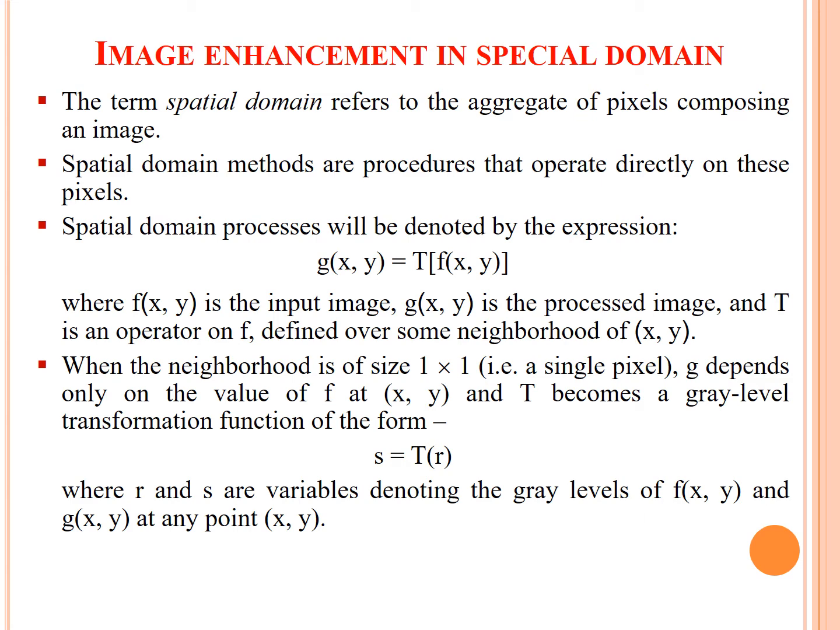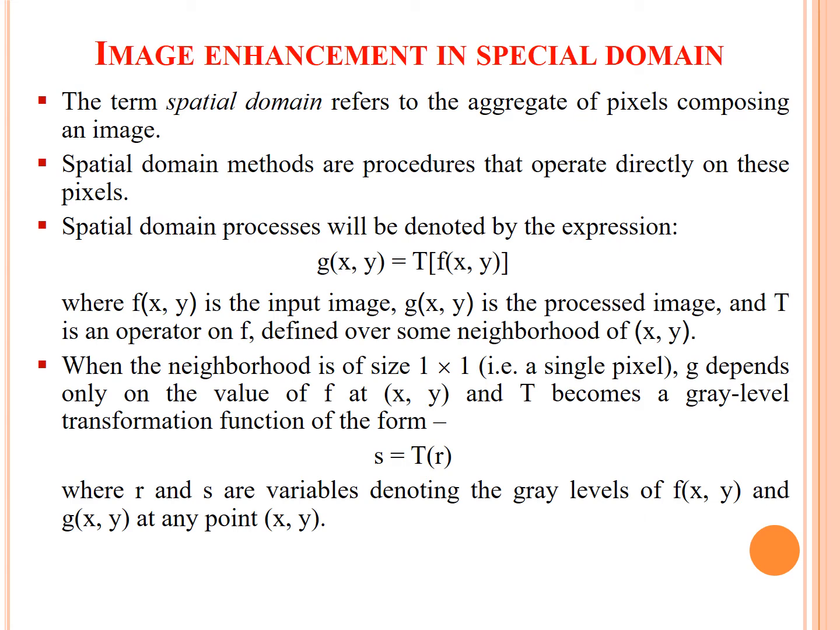Spatial domain processes will be denoted by the expression g(x,y) = T[f(x,y)], where f(x,y) is the input image, g(x,y) is the processed image, and T is an operator on f defined over some neighborhood of (x,y). In addition, T can operate on a set of input images, such as performing the pixel by pixel sum of K images for noise reduction.